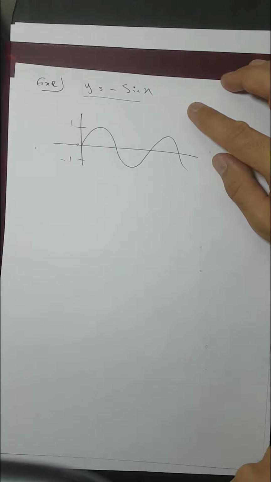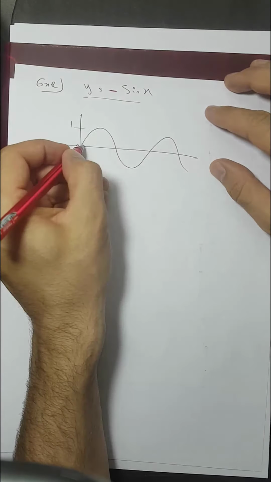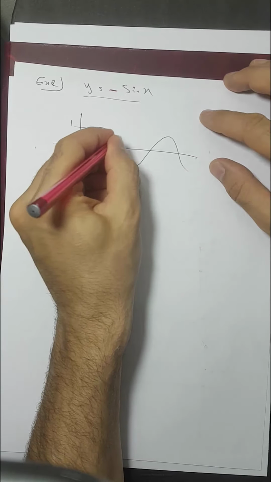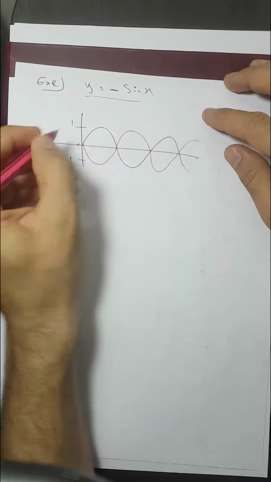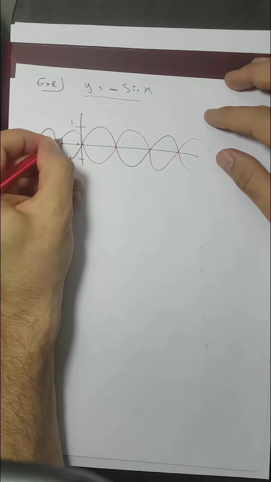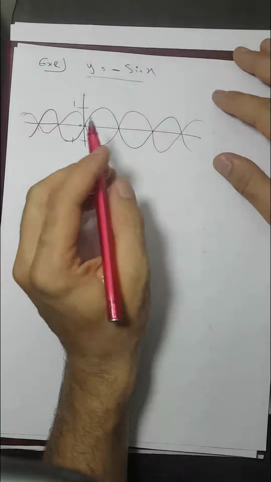A minus outside the function means that the x-axis is our mirror. So this part will change to like that, and this part will change to like that, and go on like that. Okay, how about the other part? If you want to do it as a copy paste, as I told you, there is nothing important, but you should focus on sketching the graph.